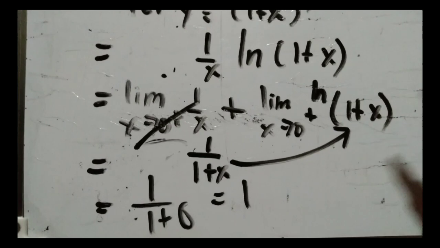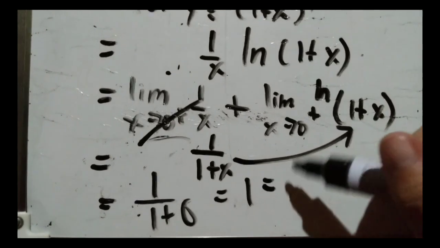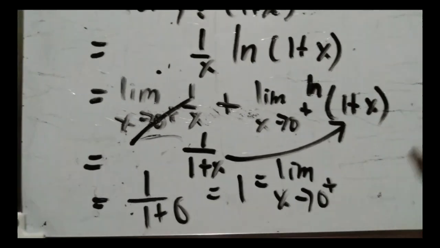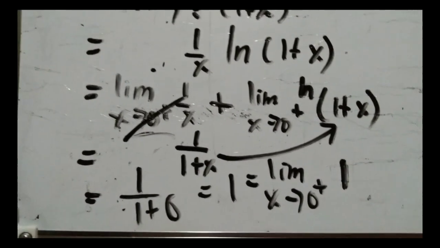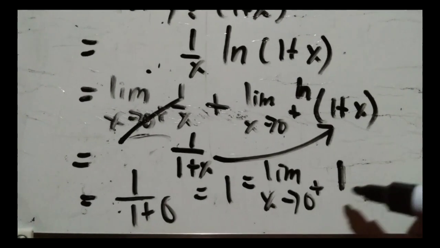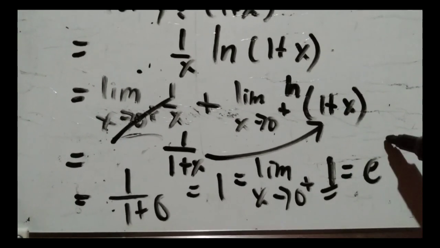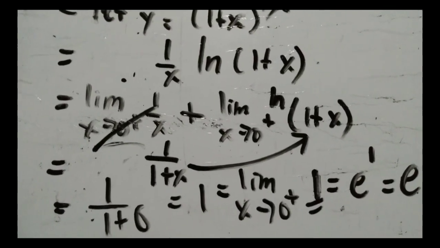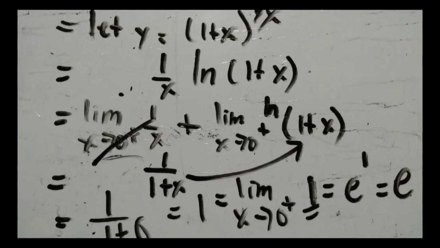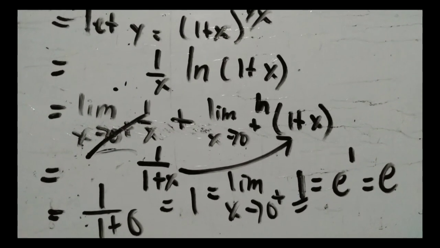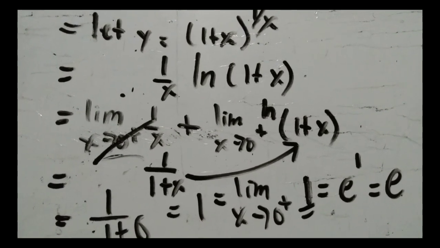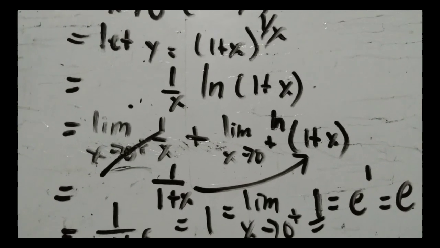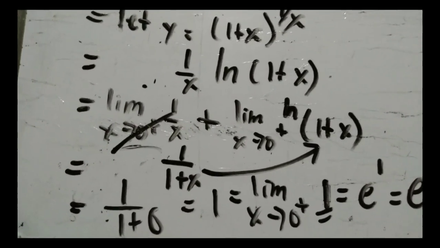Then take this limit function, so the final answer is that the limit as x approaches 0 from the right side is equal to 1. So the limit of ln y is equal to 1. Then e raised to 1 would be equal to e. So that's how we answer if we have to evaluate the limit as x approaches c of f of x raised to g of x. So that's all, everyone. Thank you for listening.